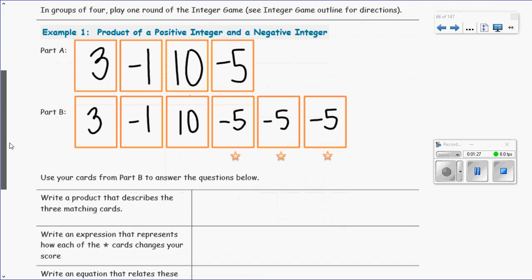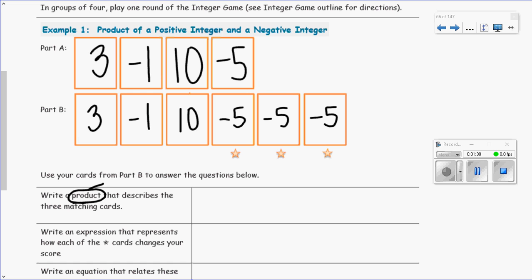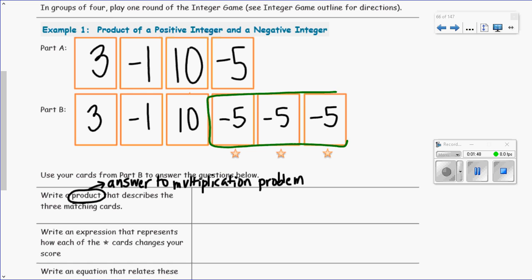Okay, let's write a product. Do you remember what product means? Answer to a multiplication problem. Okay, so we're going to write a product that describes the 3 matching cards. That's these 3 right here. So how would you show a product or multiplication problem with those? Okay, there are 3 of them, and they're -5 each. So, when you were in first or second grade or third grade, you pictured 3 groups of 4 apples, something like that. So this is saying 3 groups of -5. So we can write it exactly like that.